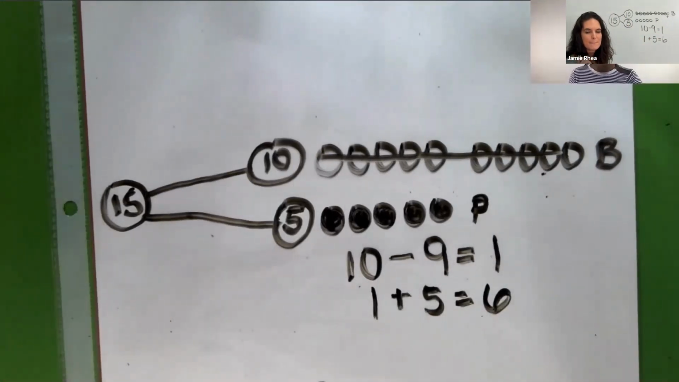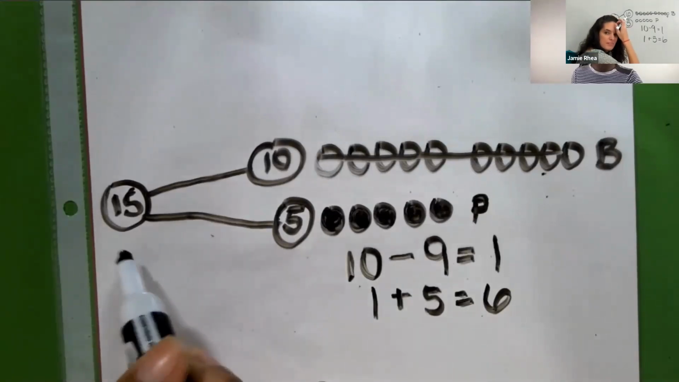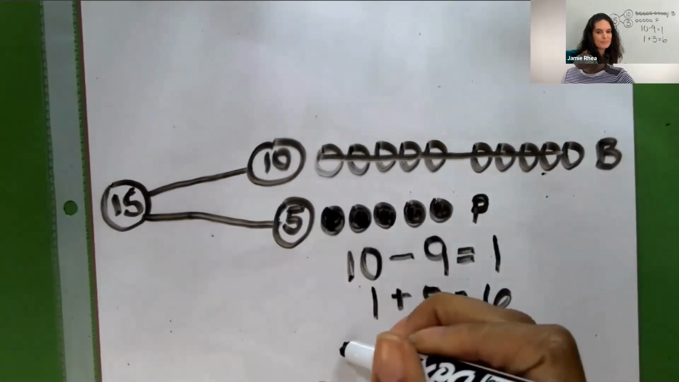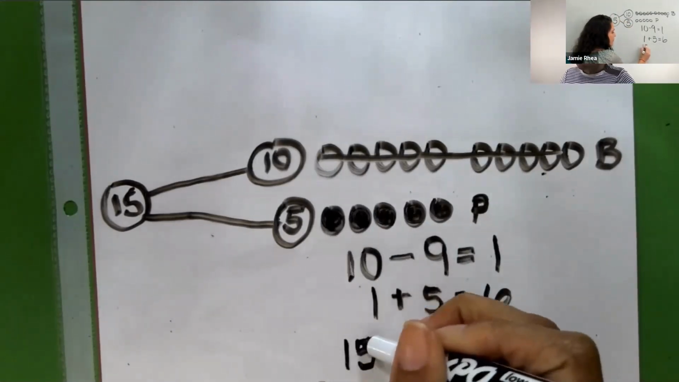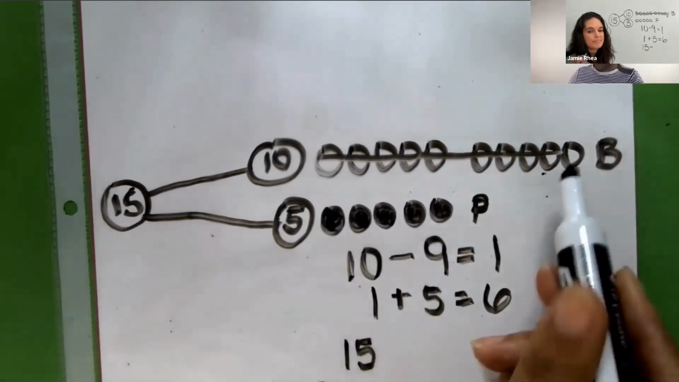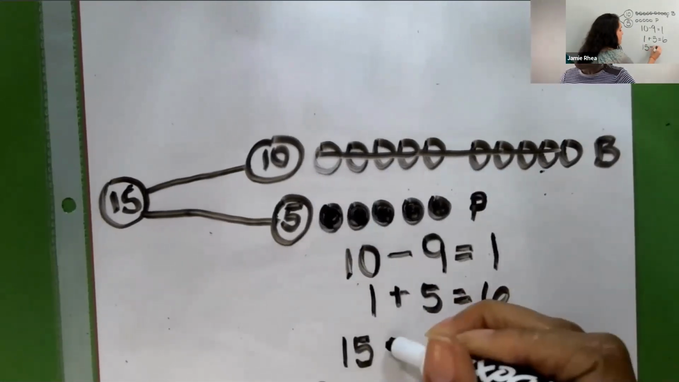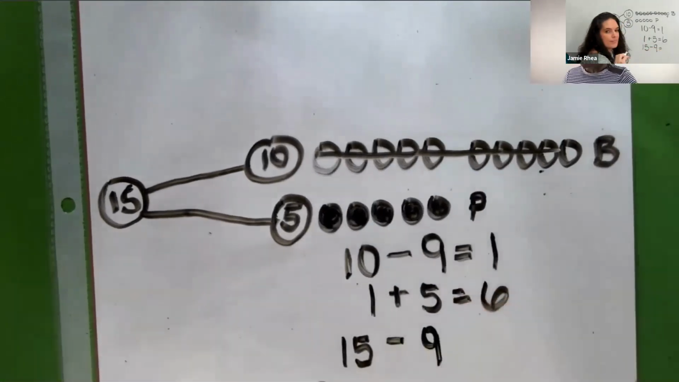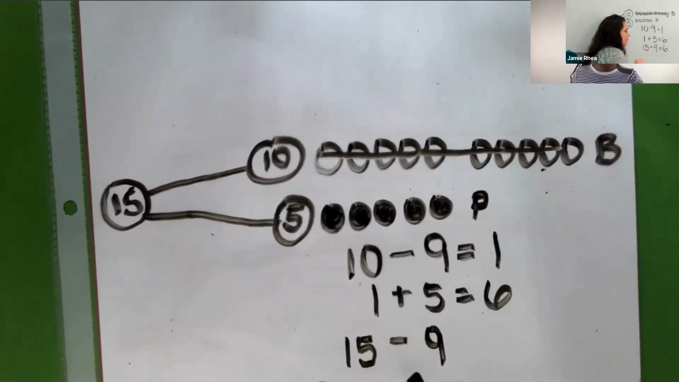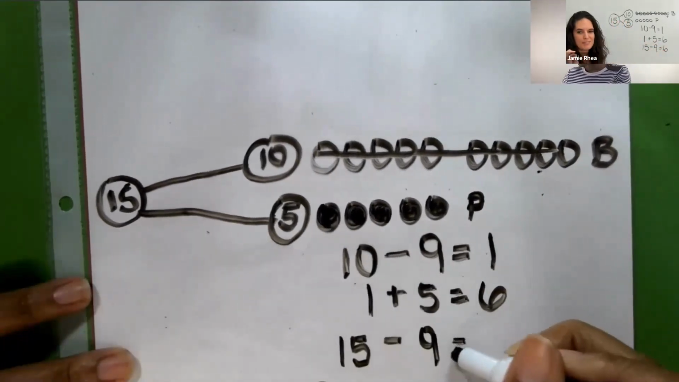So we could even make a number sentence that shows everything that we have on our whiteboard. I'm noticing that we have 15 altogether from the 10 in the basket and the 5 on the plate. Let's write 15. And then I noticed that we took 9 away from the basket. So she ate 9 out of the basket. And then we have 1 and 5 more, which equals 6. So 15 minus 9 equals 6.